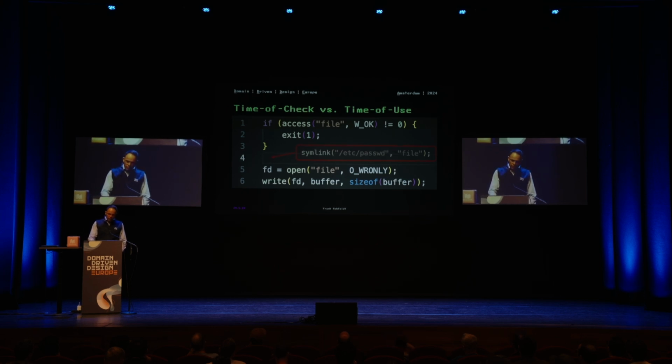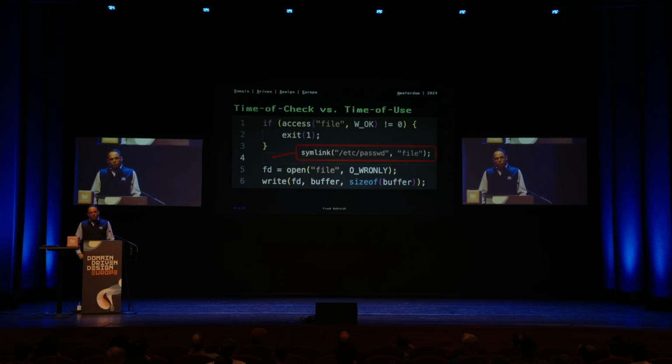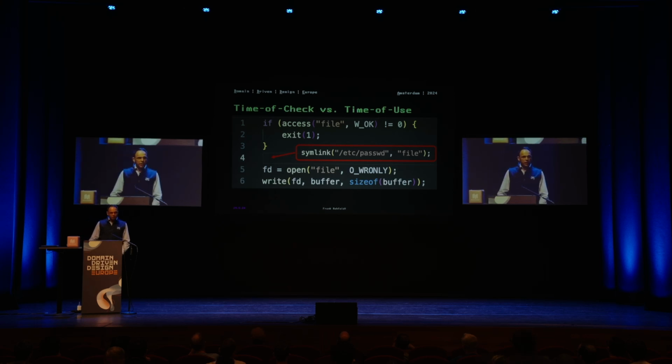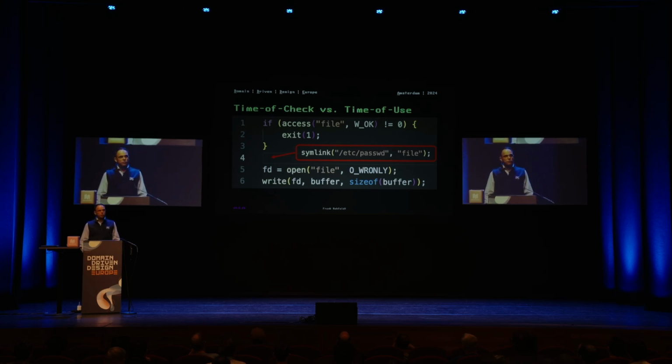Well, it might be the case that in the time between the check of the permission and the use of the permission, an attacker is able to add a symlink from this file to another file and thereby overwrite that file. And to completely understand this security issue, we have to make a distinction between real user ID and effective user ID. But for this talk, this is not important.